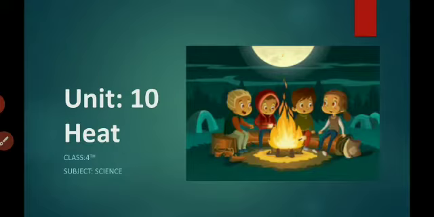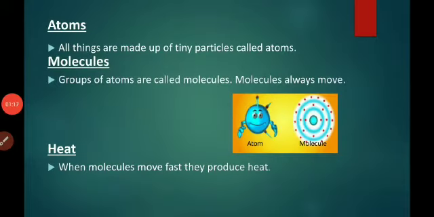There are many sources of heat. Sun is the natural source of heat. Heat energy comes from burning of wood, paper and other fuels. As I told you before, heat is a form of energy. As atoms and molecules inside an object move, they create heat energy.